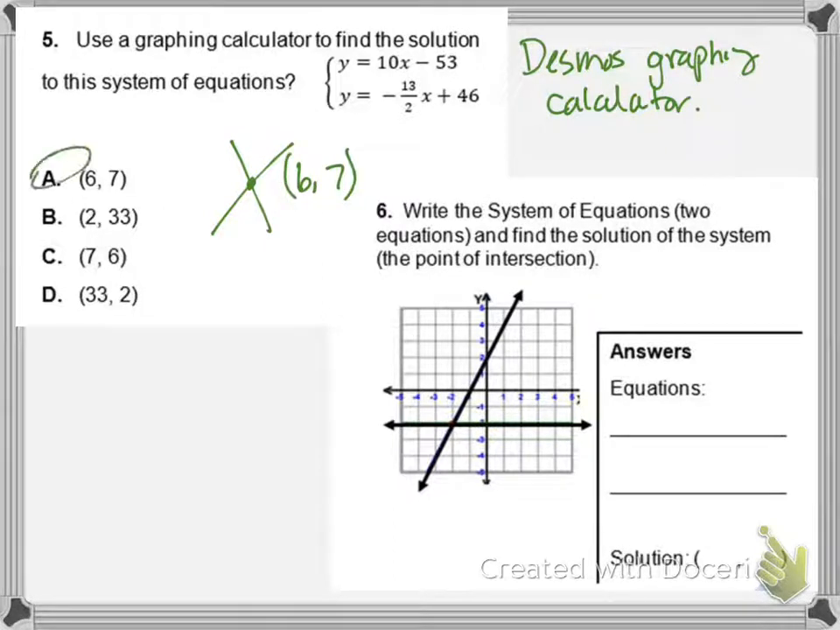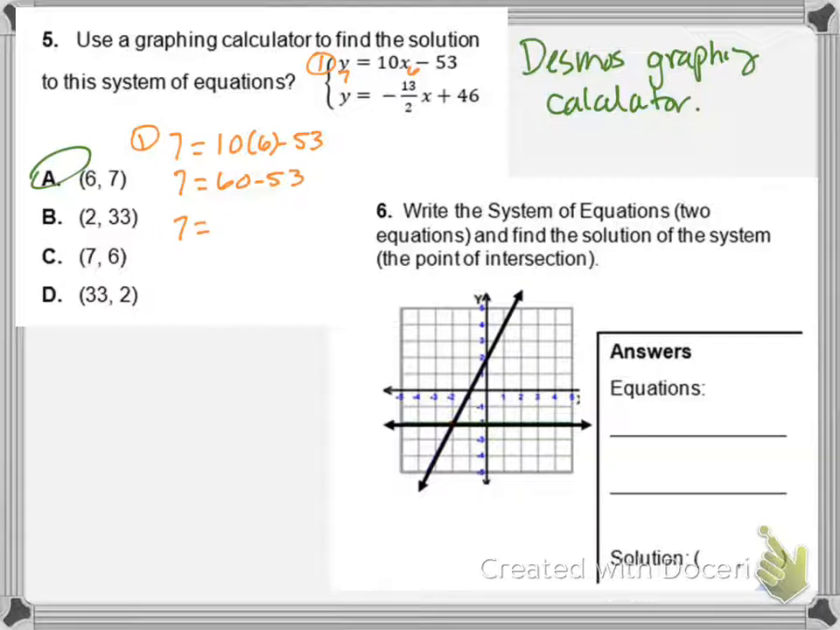And so it will be A. Something that you want to do if you are unsure of your answer is you can check your answer, because if we put in 7 for the y and 6 for the x, we got 7 is equal to 10 times 6 minus 53. That's for the first one, right? So we got 7 is equal to 60 minus 53, which is 7. So if they match up like this, that's the correct answer, right?